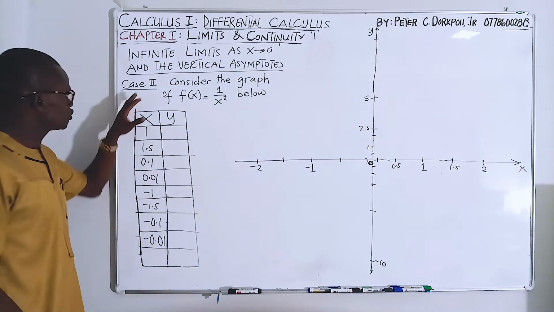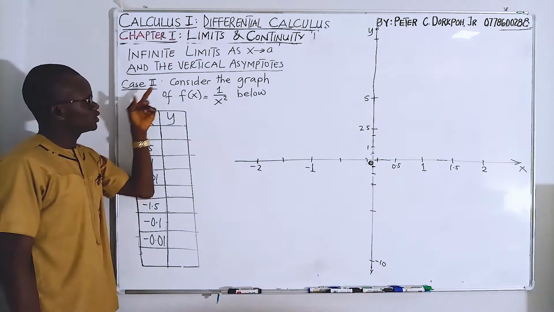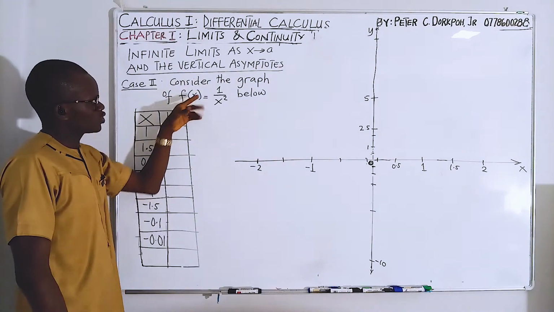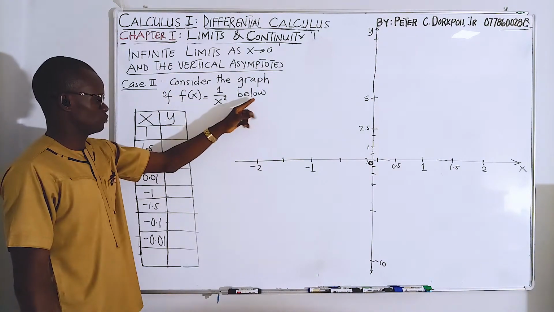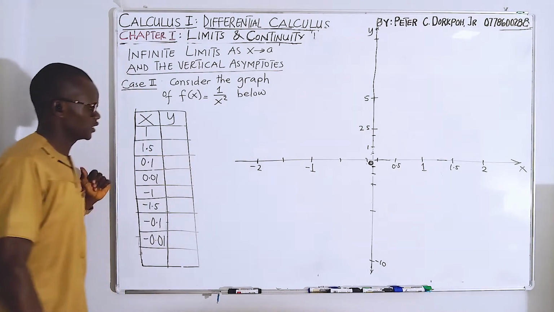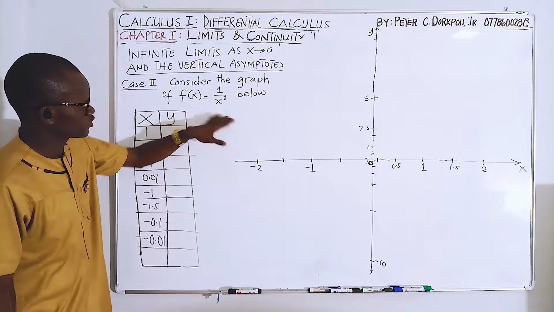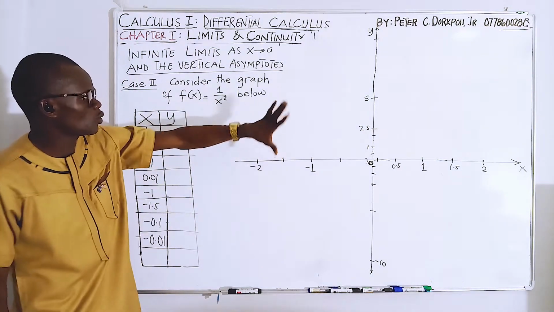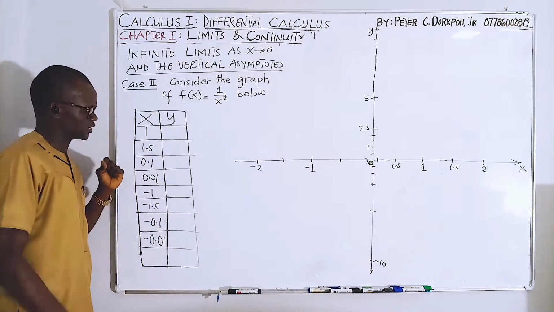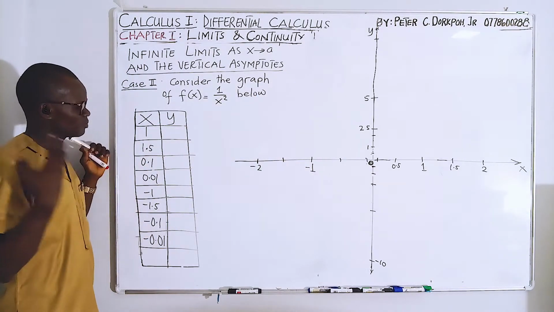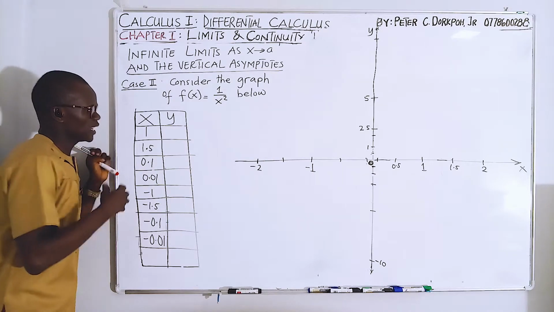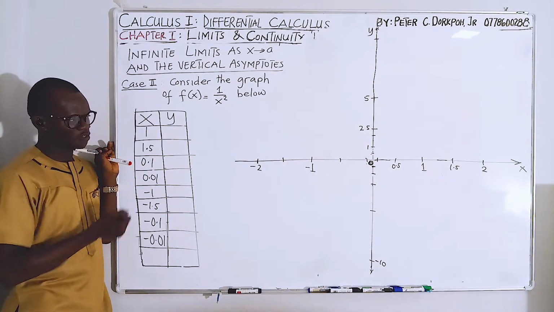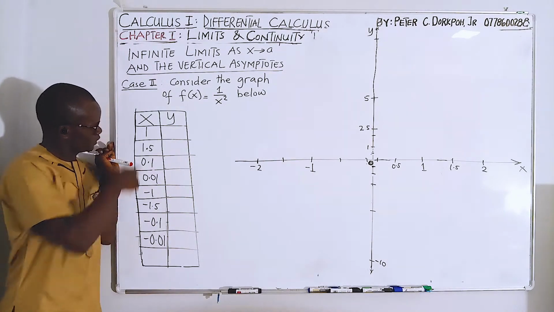Now let's look at case 2. Case 2 says, consider the graph of the function 1 over x squared. This is the coordinate system, and we want to draw the graph there. So let's select some arbitrary points and study the behavior of the graph after we have plotted these points.